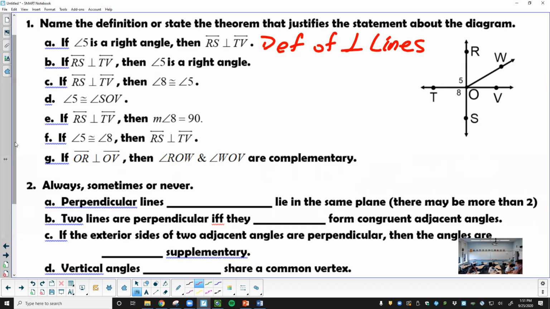All right, what about letter B? What do you think, John? So if the lines are perpendicular, then 5 must be a right angle. Is that the first theorem we went over? Read it again. If lines are perpendicular, then the angles formed are right angles.